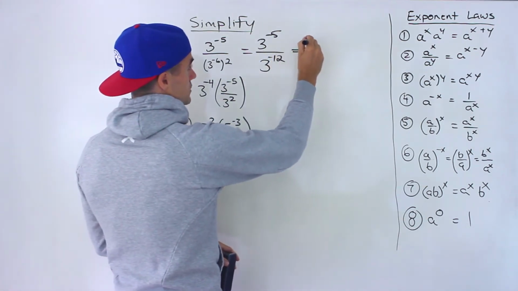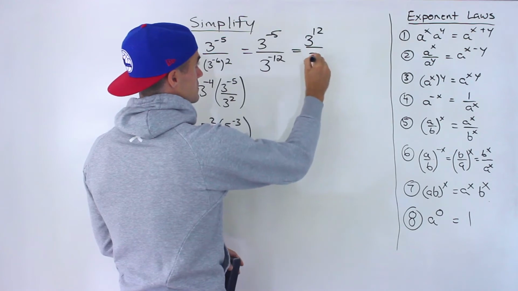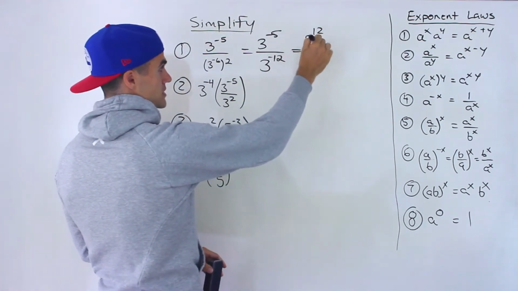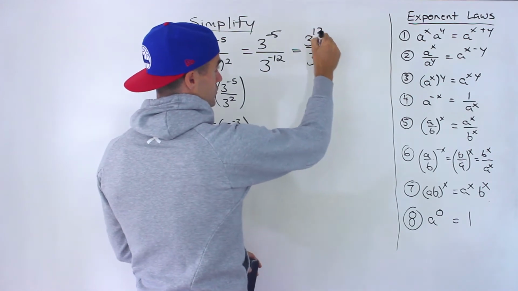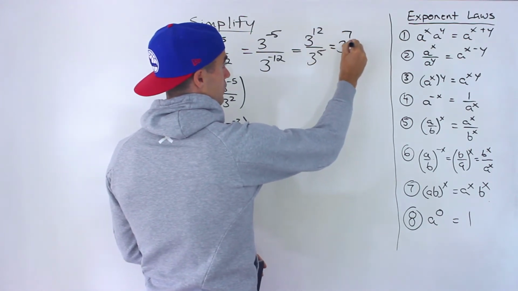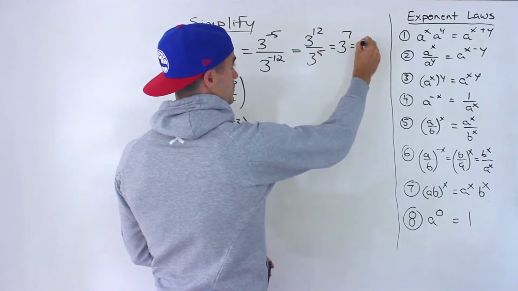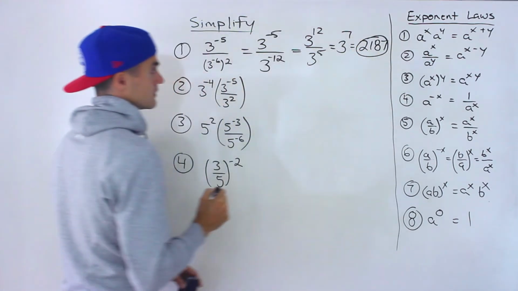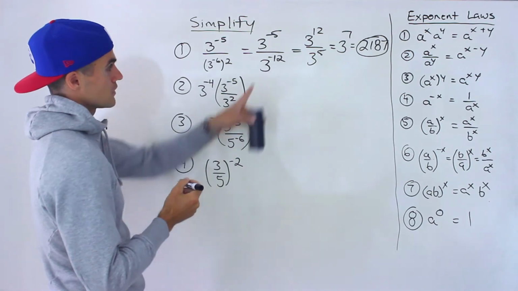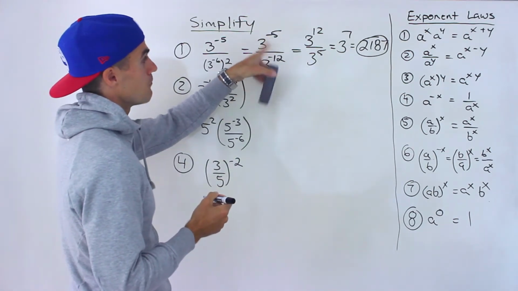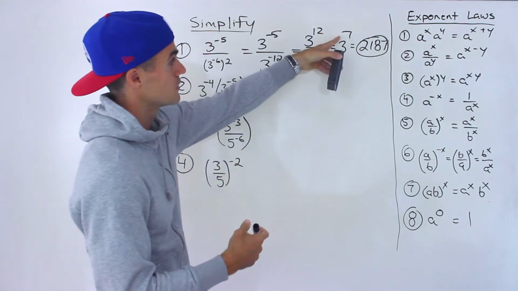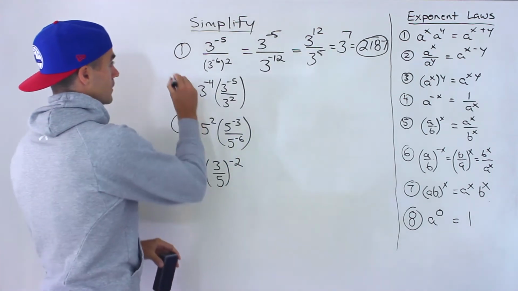What I'm actually going to do is change these into positives. So I would switch them first, and then I would subtract these positive terms. 12 minus 5 gives us 7. 3 to the power 7 would give us 2,187, like that. You could have also subtracted from here, so negative 5 minus negative 12 would be negative 5 plus 12, which would give you that 7 as well.